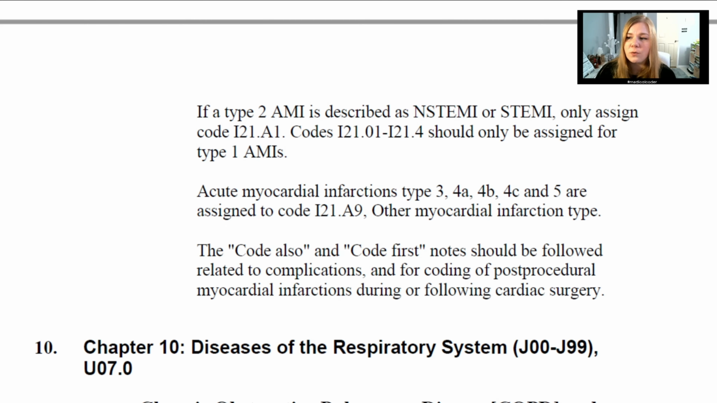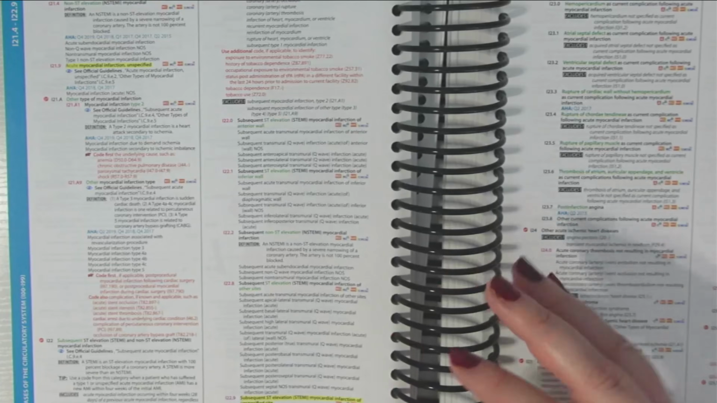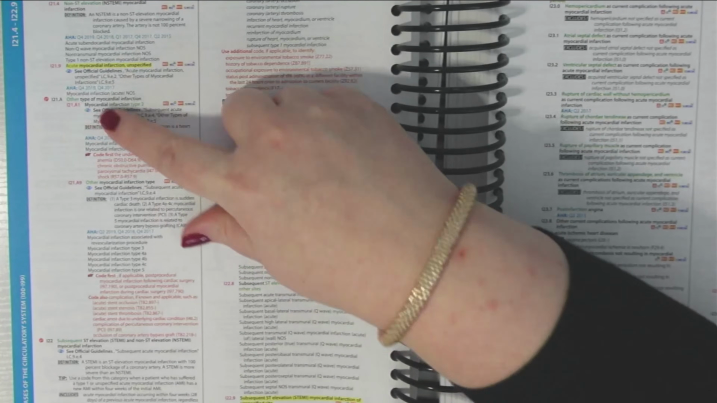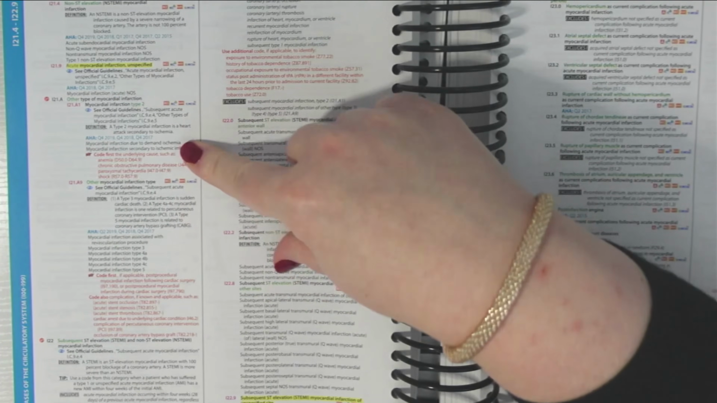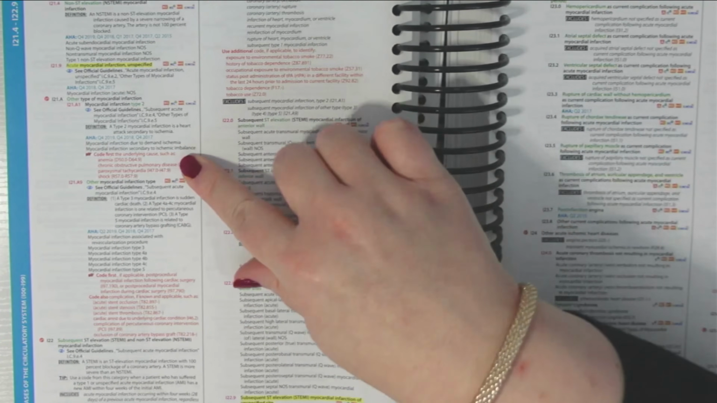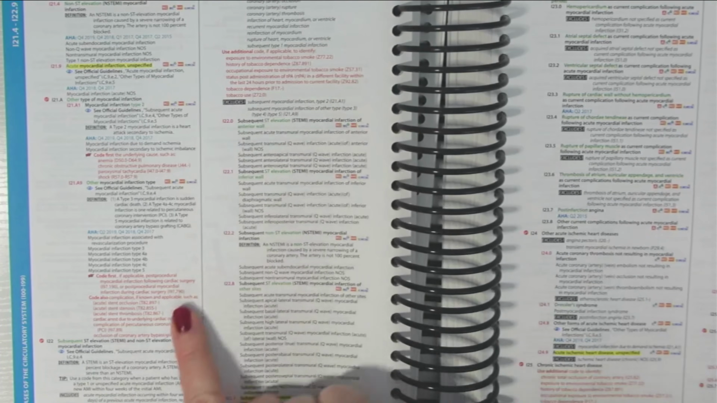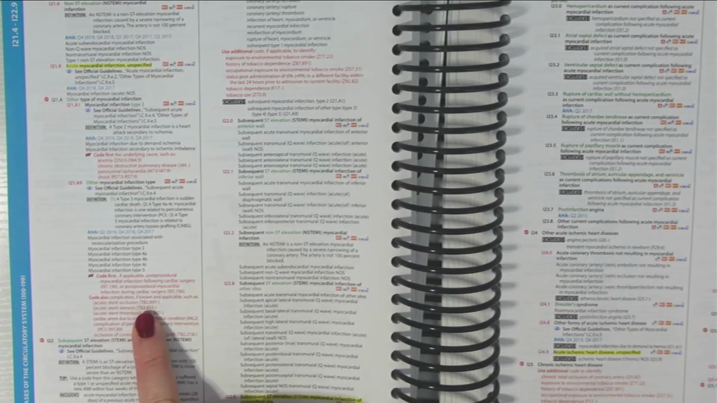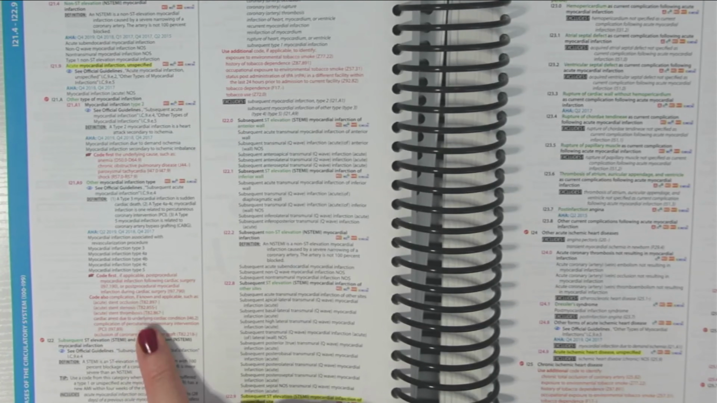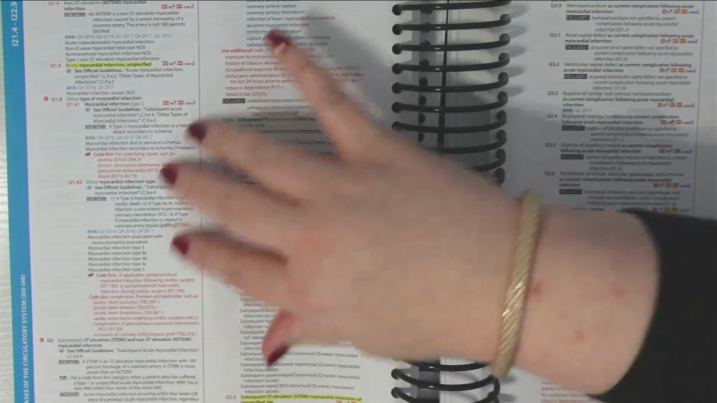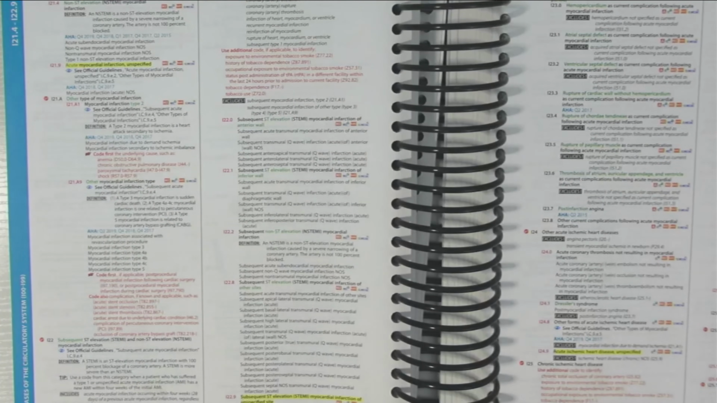The code also and code first notes should be followed related to complications and for coding of post-procedural myocardial infarctions during or following cardiac surgery. If you look in your book at I21.A1 and I21.A9, you can see that there are some code first notifications in here, as well as some here that say to code also the complication, if known, such as the acute stent occlusion, acute stent stenosis, etc. So pay very, very close attention to all the different notes that are in this particular area.